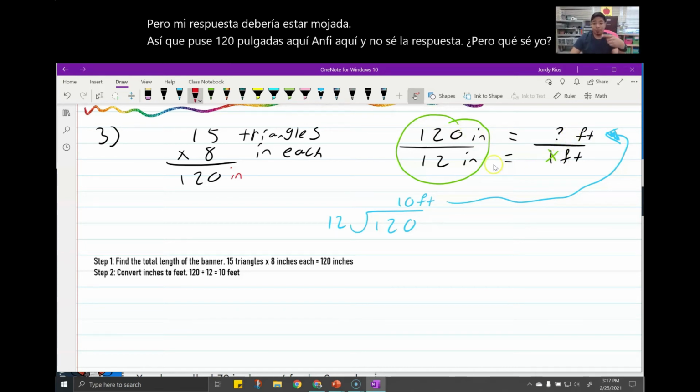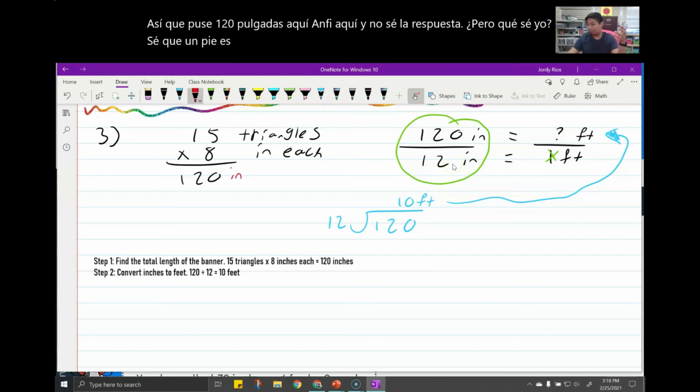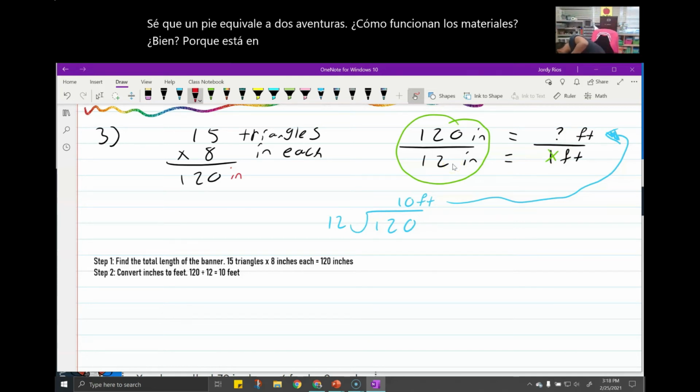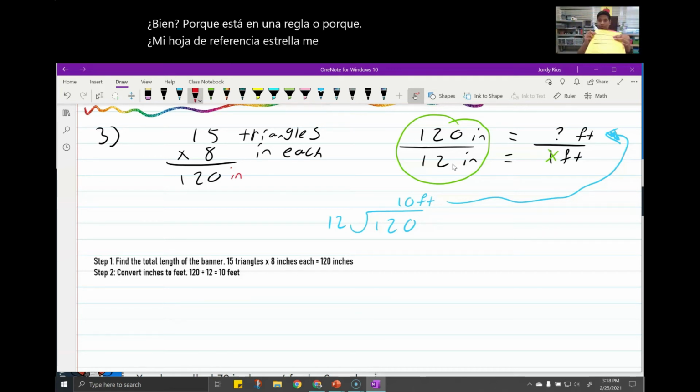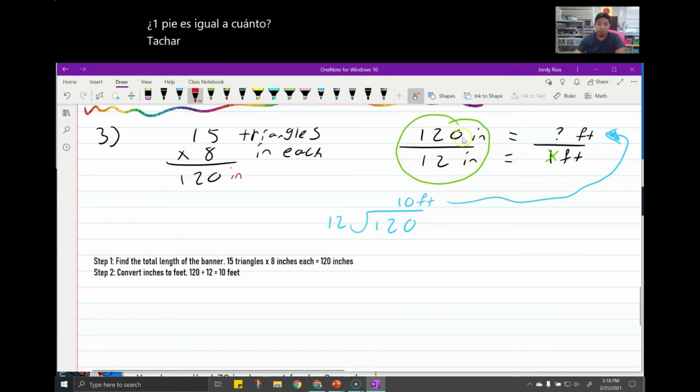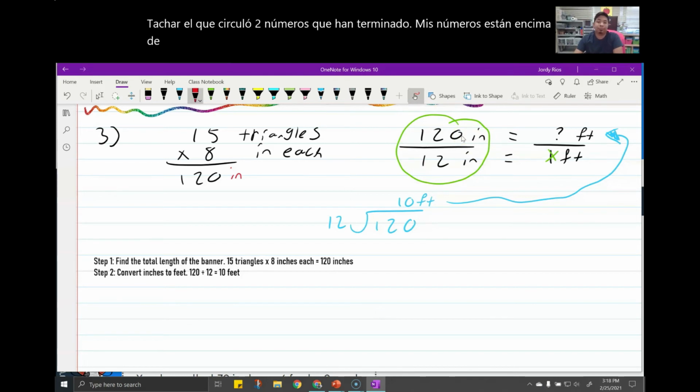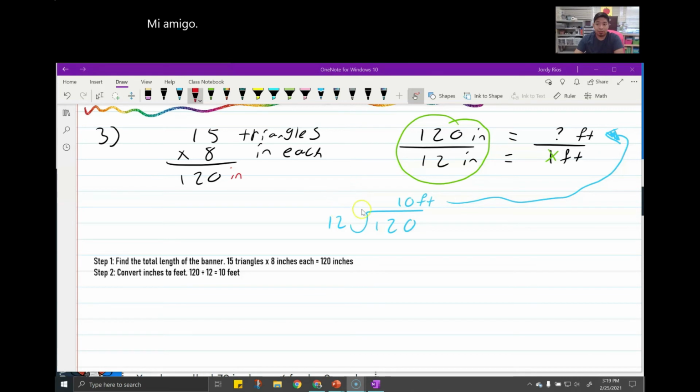But what do I know? I know that 1 foot equals 12 inches. How do you know that, Mr. Rios? Well, because it's on a ruler, or because my star reference sheet tells me. What does it say right here? 1 foot equals how much? 12 inches. Okay. Cross out the 1. Circle the 2 numbers that are left over. Ooh, my numbers are on top of each other. What does that mean? We divide. Good. Okay. So 120 divided by 12.